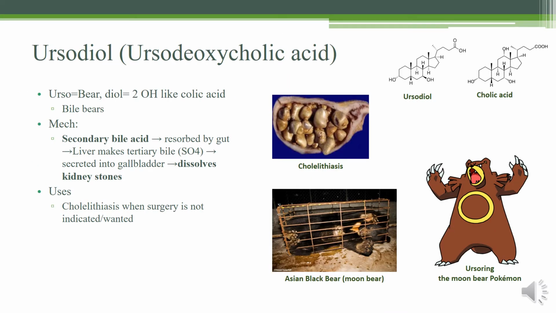Okay, let's talk about Ursodiol, which is basically a bile acid. It's derived from two words, urso, which is Latin for bear, and diol, which just means two hydroxyl groups, because it is an analog to cholic acid, which has hydroxyl groups. This is actually a secondary bile acid, and when it gets into your gut, it is resorbed, and then once it gets back to your liver, it gets a sulfur added. So it goes from a secondary to a tertiary bile acid. These are extremely soluble, so that when they're excreted into your gallbladder, they can actually dissolve these stones.